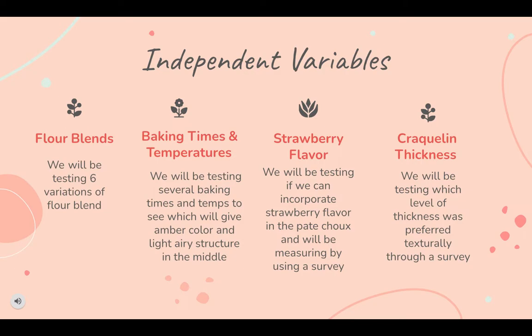3. Strawberry flavoring. We will be testing if we can incorporate strawberry flavoring in the pâte à choux and crackling by adding strawberry powder and strawberry syrup. And then we'll be measuring using surveys. 4. Crackling thickness. We will be testing which level of thickness was preferred texturally through a survey.